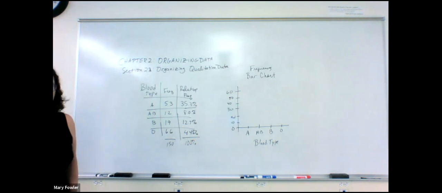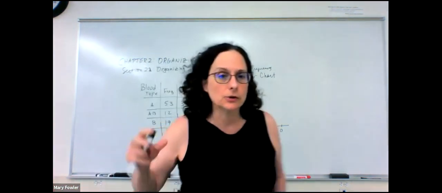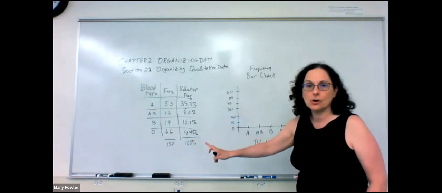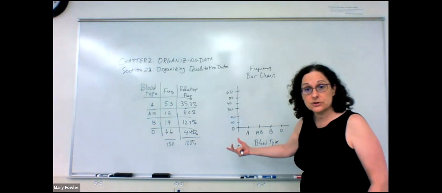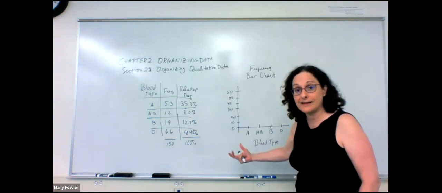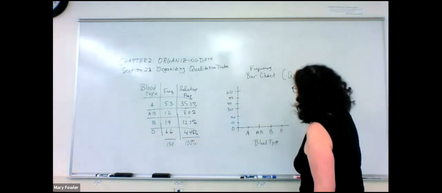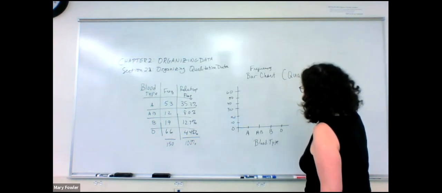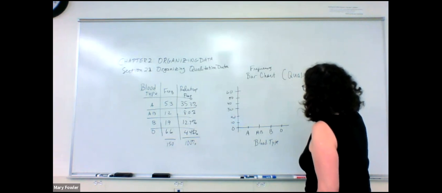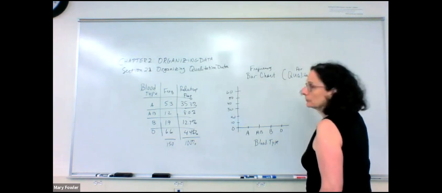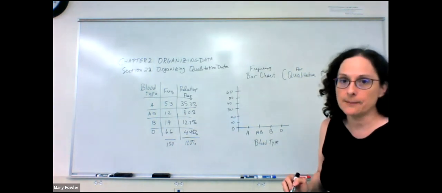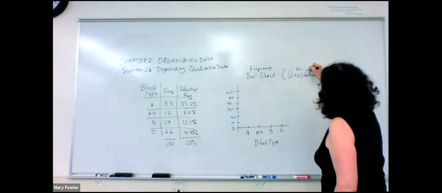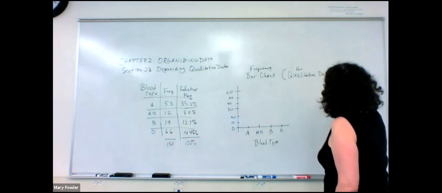So I chose those values that make it a little easier for us to work with. Bar charts have these bars, and bar charts are for qualitative data, right? So we're going to only use this for qualitative data. We're not going to use this for quantitative data. For quantitative data, we'll use a similar graphical technique called a histogram. But for qualitative data only.